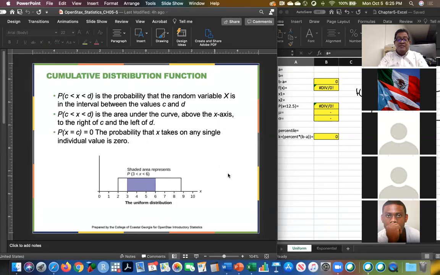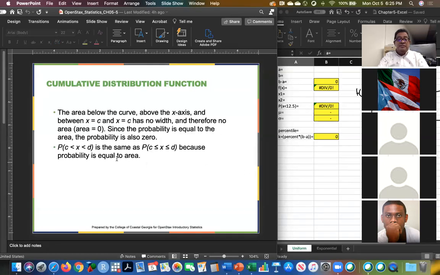So when we have a single point, we don't have any area under the curve. So the probability that X lies between C and D is the same as the probability that X is less than or equal to C, and so it's between these two points, including these two points, right? So these two points are included, because the probability is equal to the area.